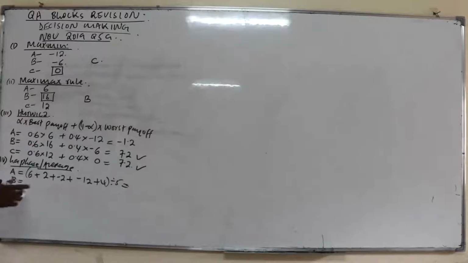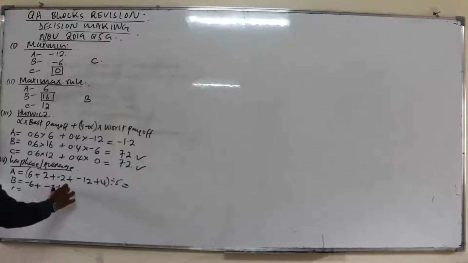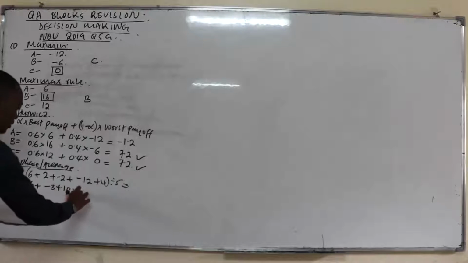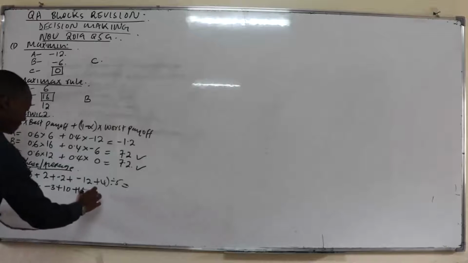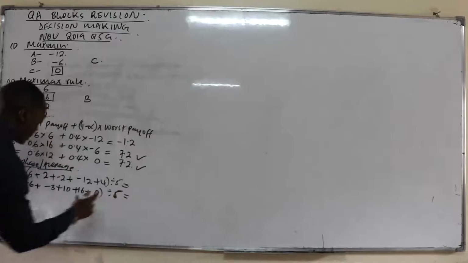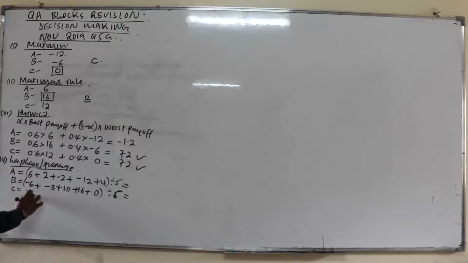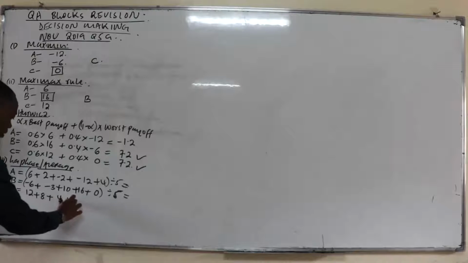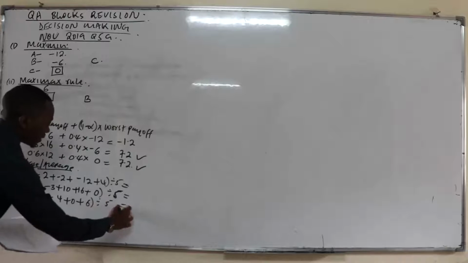And then for B, it's minus 6, minus 3, plus 10. You divide by 5. And then for C, we have 12. You add 8, 4, 0, 6. And then you divide by 5. You get the average.